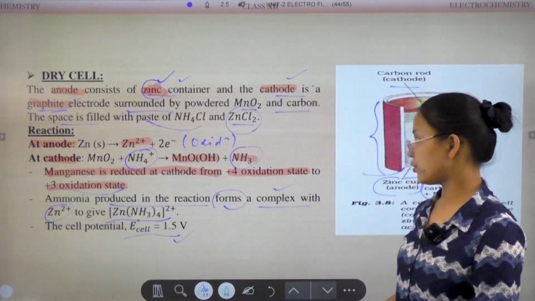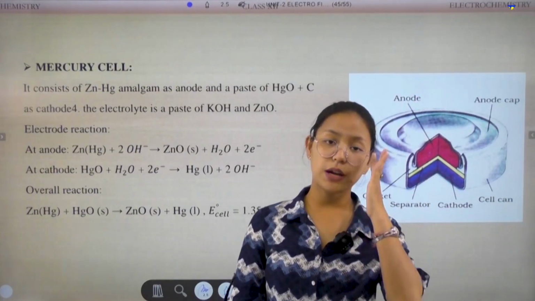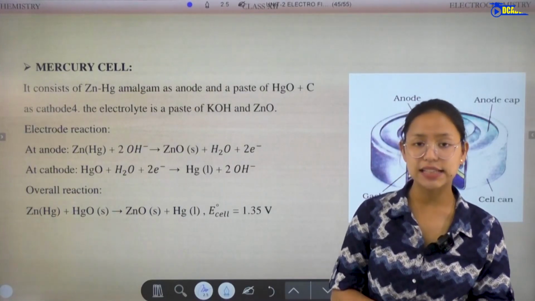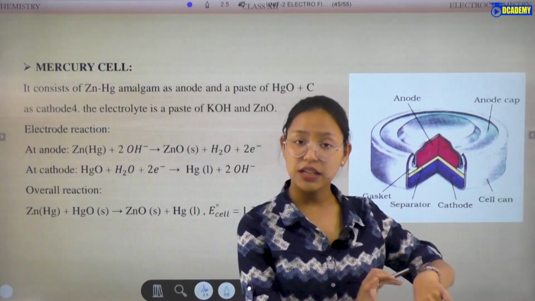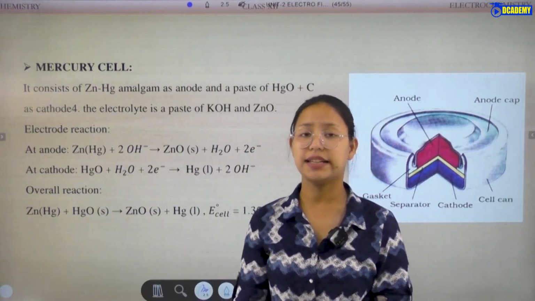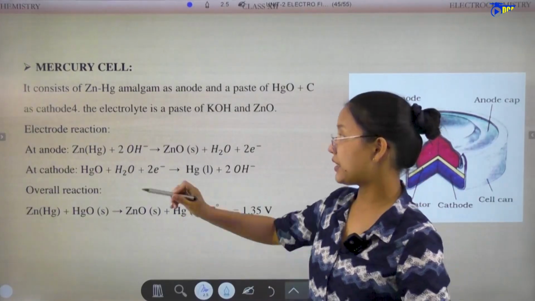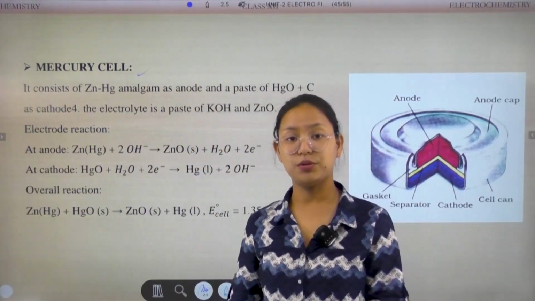Now let's go through another type of primary cell or battery. The primary battery we will discuss today is the mercury cell. In high grade wristwatches, the small battery cell used is known as the mercury cell.